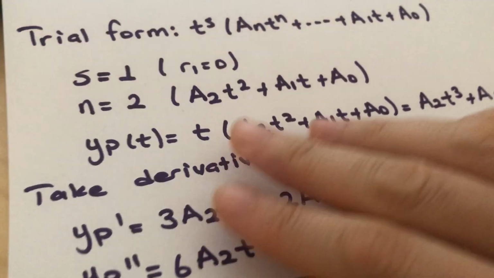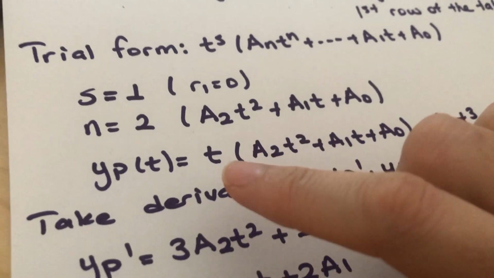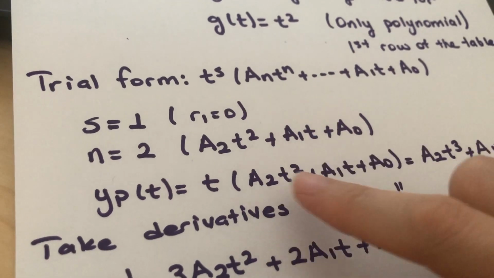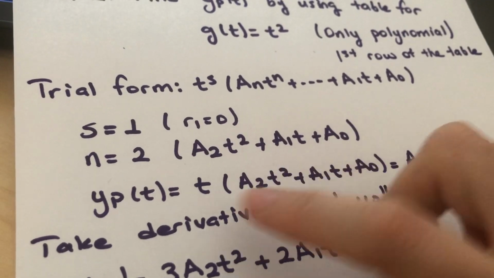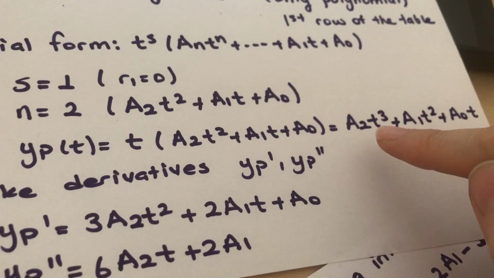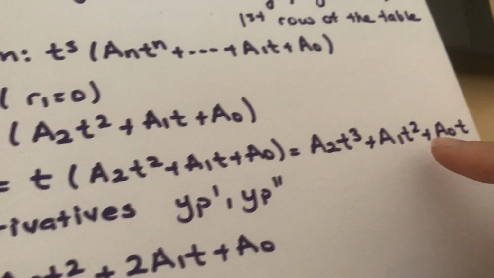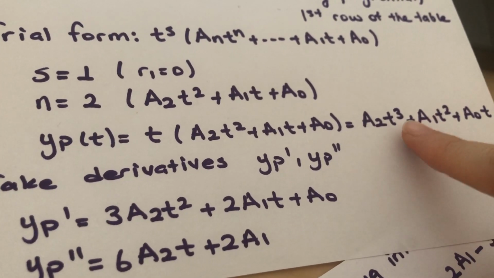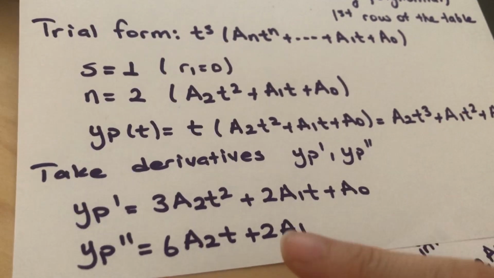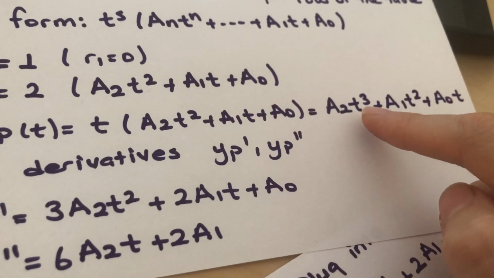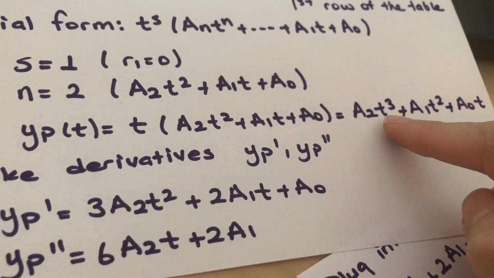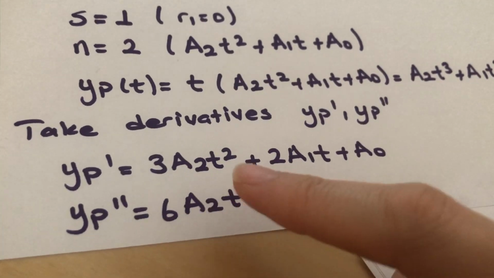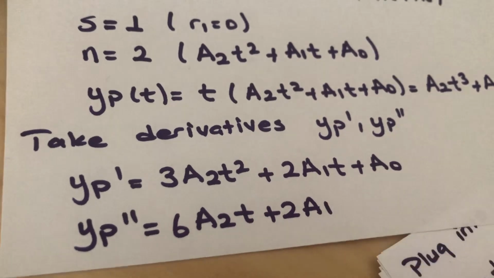Then my particular solution will be t to the s, which is 1, t, times the nth order, which is the second order polynomial. So if I multiply by t for this polynomial, I will have a2t cubed plus a1t squared plus a0t. And we need to take the derivatives, second and first derivative. The first derivative of this one is 3a2t squared plus 2a1t plus a0. I am taking one more derivative, 6a2t plus 2a1.